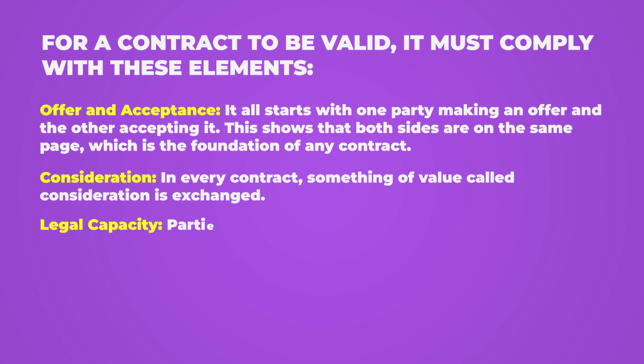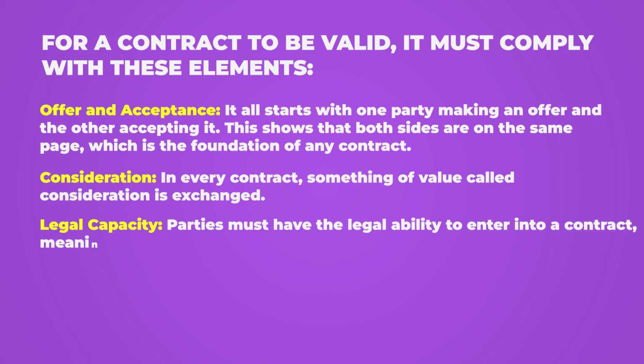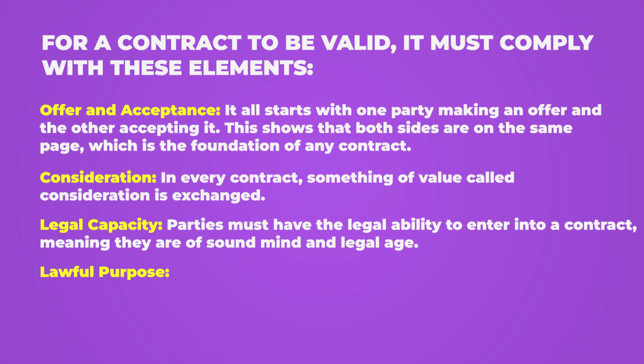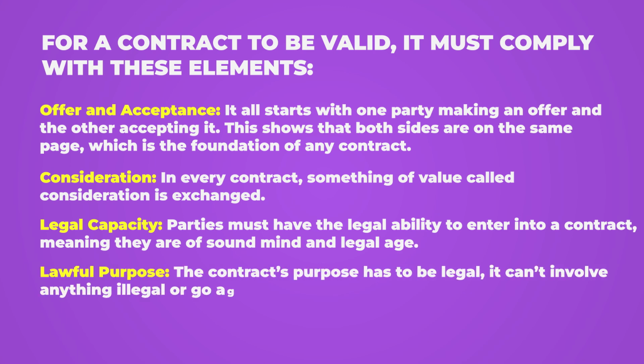Legal capacity. Parties must have the legal ability to enter into a contract, meaning they are of sound mind and legal age. Lawful purpose. The contract's purpose has to be legal. It can't involve anything illegal or go against public policy. For example, you can't enforce a contract for something like selling property you don't legally own.